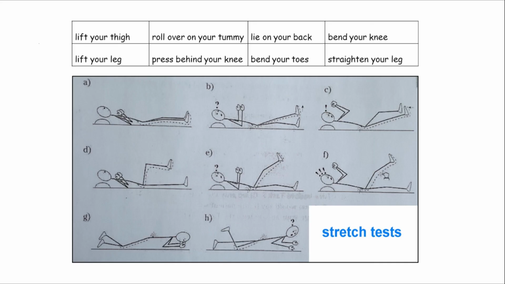Answers. Please get onto the couch and lie on your back. How far can we lift your leg? If I bend your toes back. I am going to bend your knee. What happens when we straighten your leg? I am going to press behind your knee. Please roll over onto your tummy. I'm going to lift your thigh off the couch.